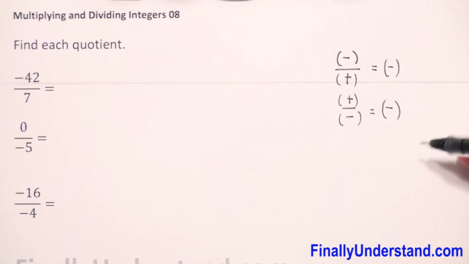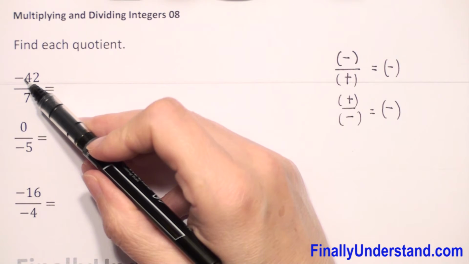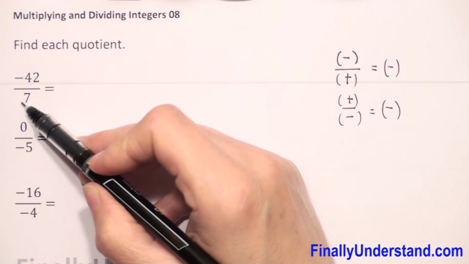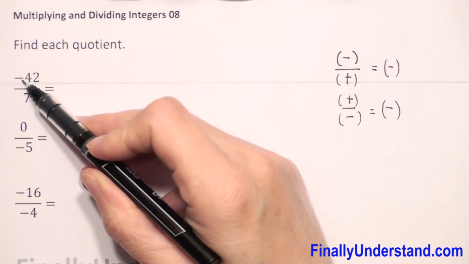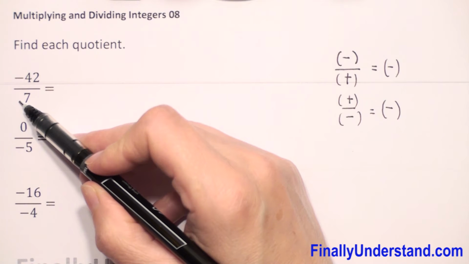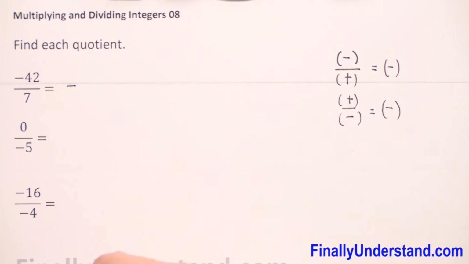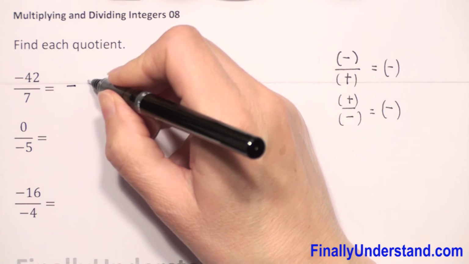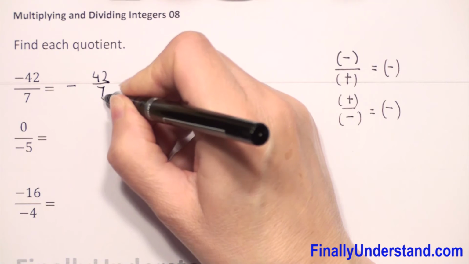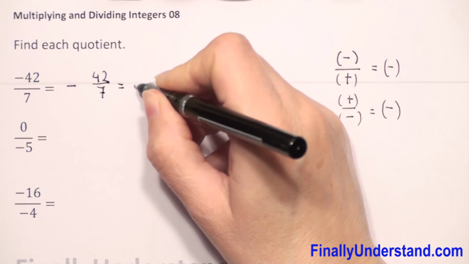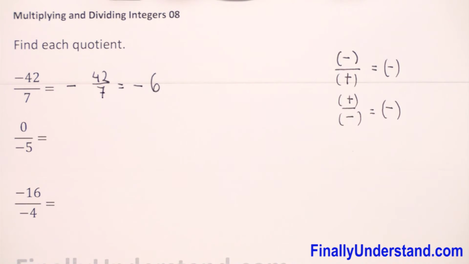The answer is negative. In the first example, we have negative number in the numerator and positive in denominator. When we don't have sign, it's always positive. So negative over positive give me negative sign. So we write negative sign and we have to divide 42 by 7. So negative sign we copy. 42 divided by 7 is 6.